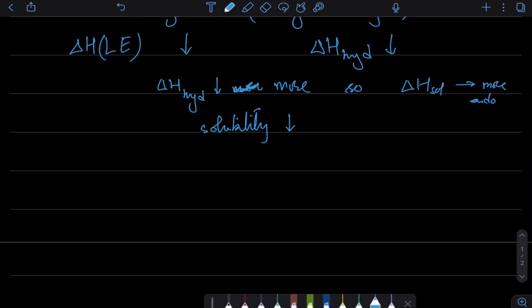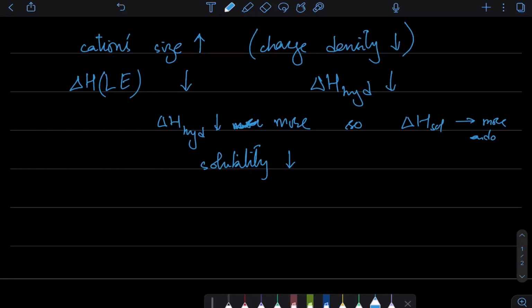Okay. So the question might be of 3 marks. One is, what happens to the solubility? The solubility decreases. That's 1 mark. Then they ask you for reasons. So we say that the size of the cation increases, which is obviously going to affect both the lattice enthalpy and the hydration enthalpy. But hydration enthalpy decreases more. And that is why the delta H solution becomes more endothermic and the solubility decreases.